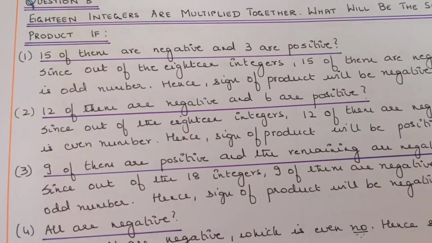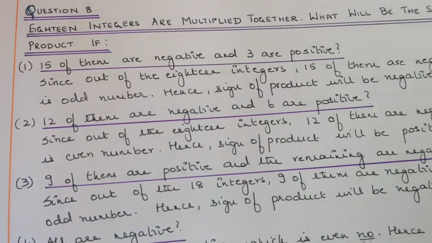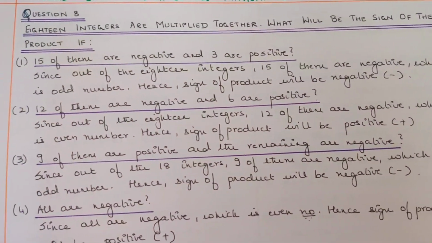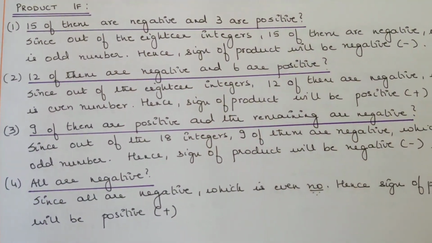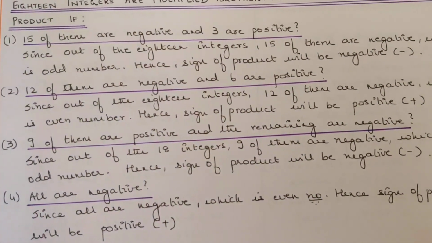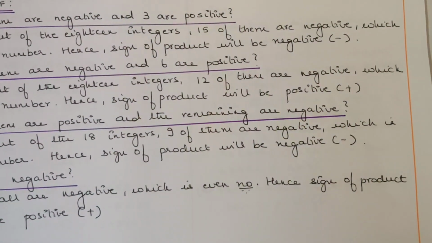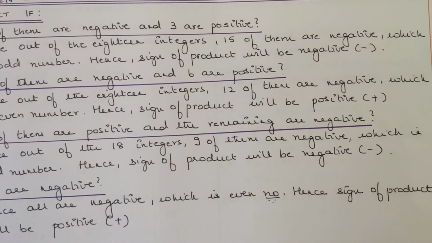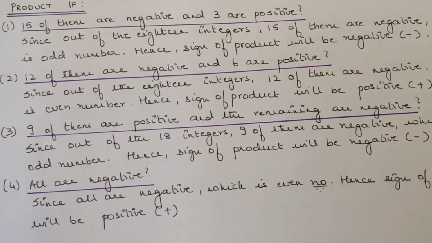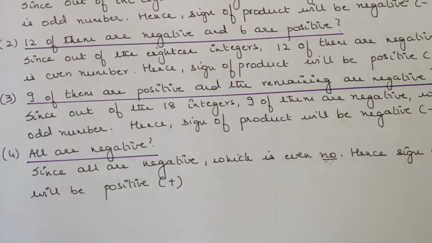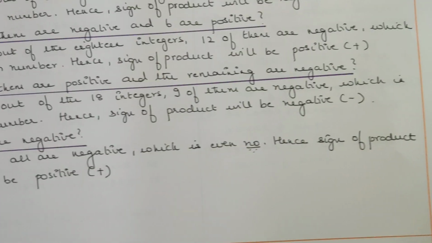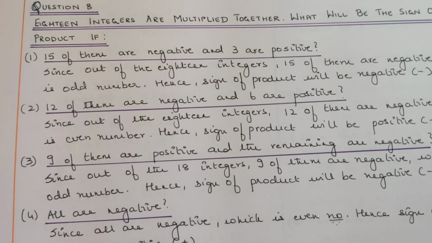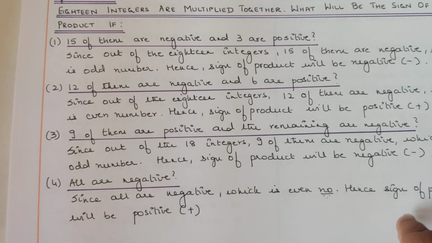Since out of the 18 integers, 12 of them are negative, which is an even number, hence the product will be positive. Next one, 9 of them are positive and the remaining are negative. Since out of the 18 integers, 9 of them are negative, which is an odd number, the product will also be negative. All are negative. Since all 18 numbers are negative, which is an even number, hence the sign of the product would be positive. So this is the 8th question, and I hope everybody has understood the 8th question as well.